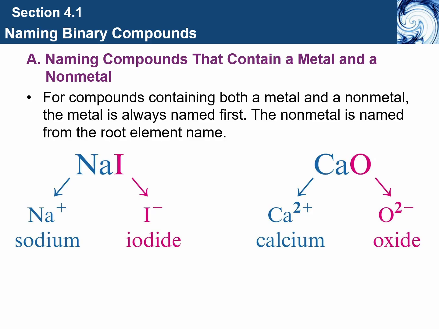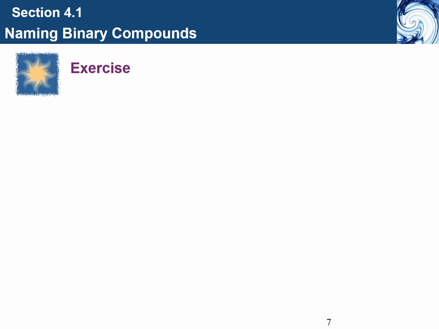And then for the next one, you'll notice we don't do anything special just because they have a 2 plus and a 2 minus. Their name is still calcium oxide, from calcium as a cation and oxygen as an anion, so oxide. We do not say any kind of mono because there's one of them. We only say what they are, and if it's a non-metal, we add IDE to the end.